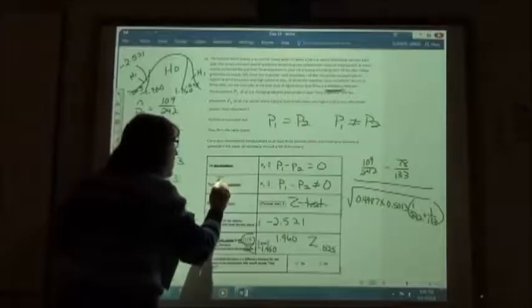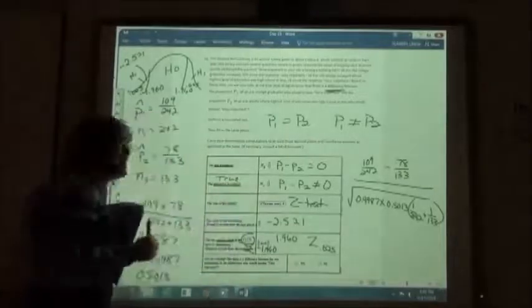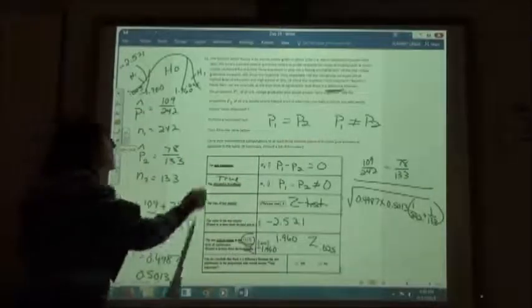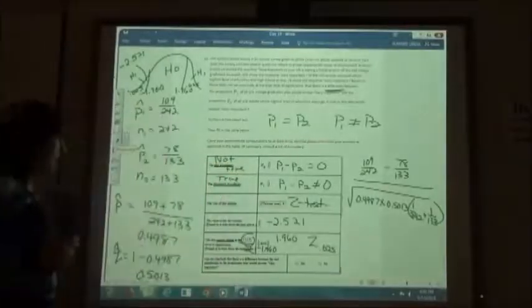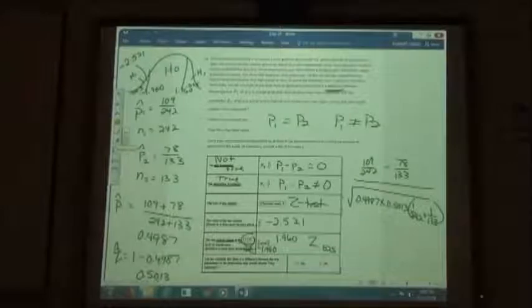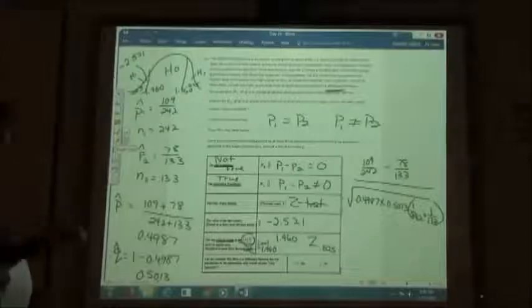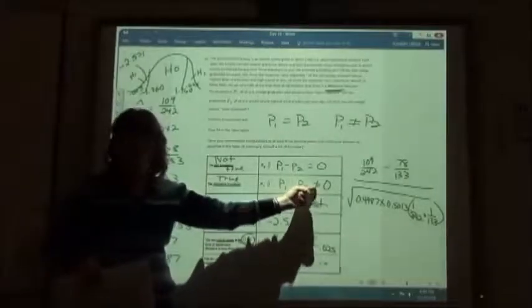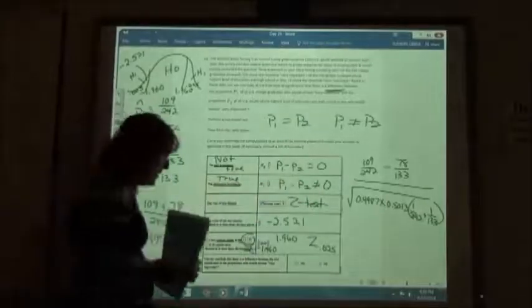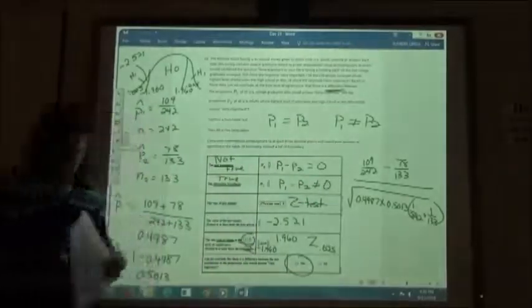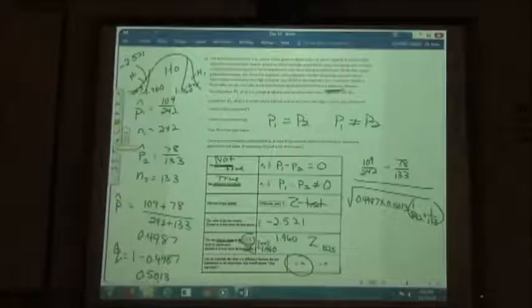My alternative hypothesis is my true one, which means my null is not true. So the question says, can we conclude that there is a difference? Yes, we can. They're not equal, which means there is a difference. That is my true statement. Yes, we can conclude there is a difference. They're not equal.